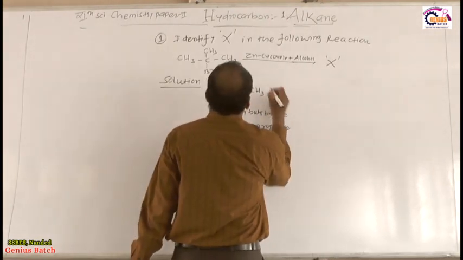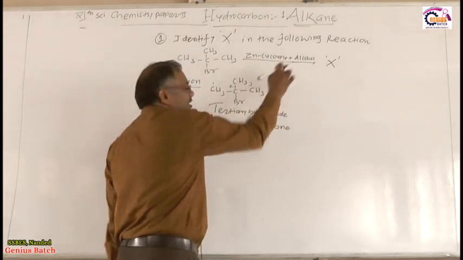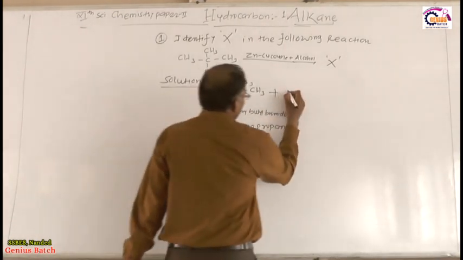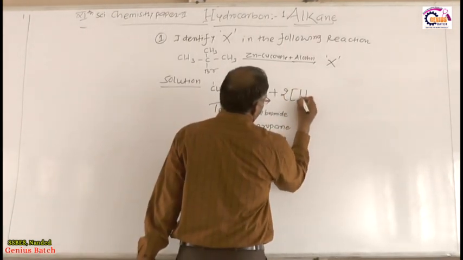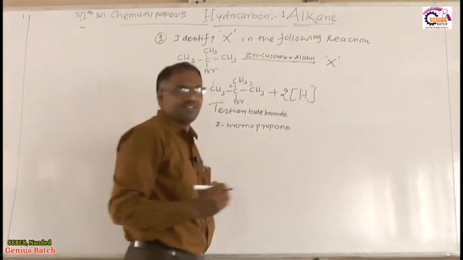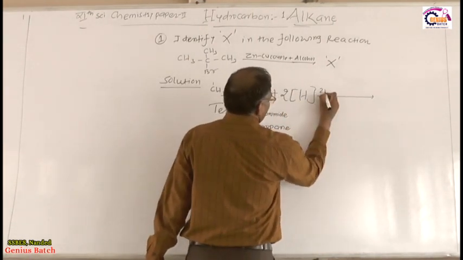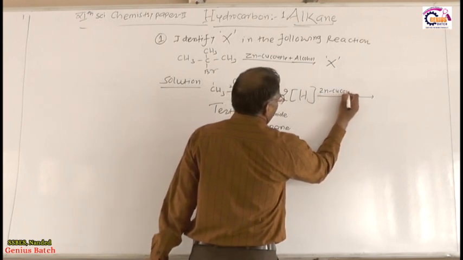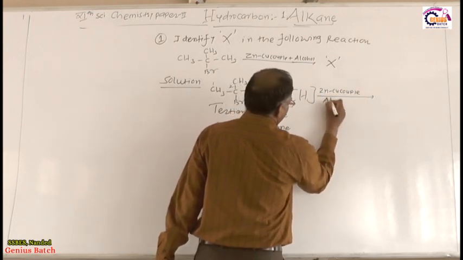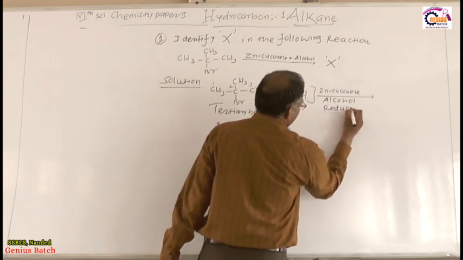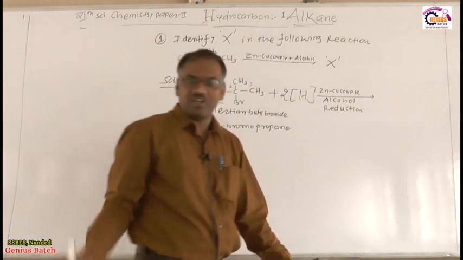Then zinc, copper couple and alcohol is used. So that is the reducing method. Therefore, reduction of this is done by using nascent hydrogen. So therefore zinc, copper couple and alcohol. So what process takes place here? It is the reduction, right?